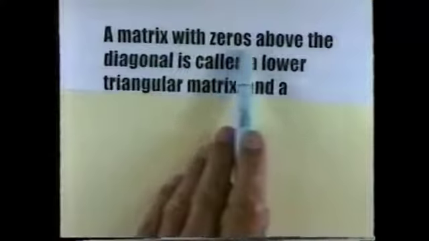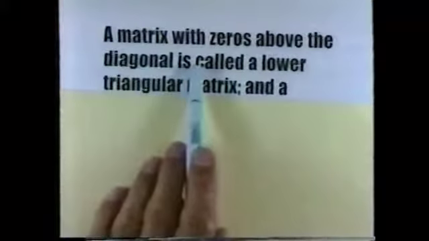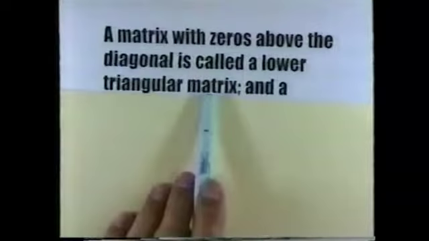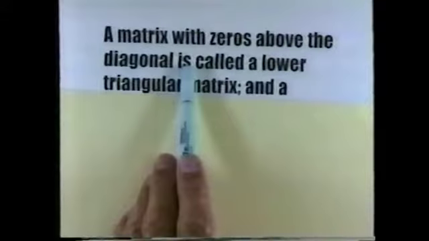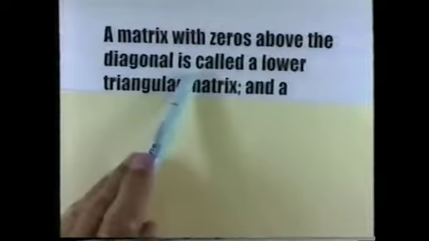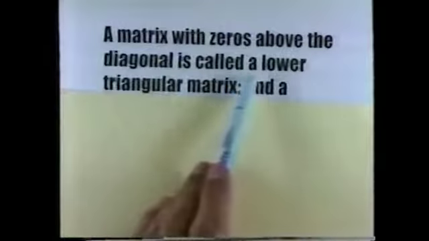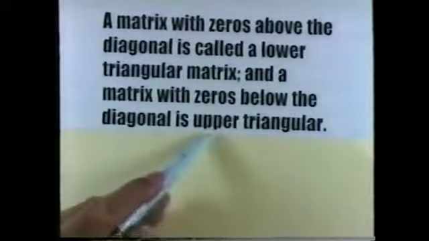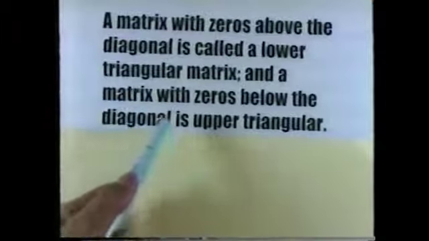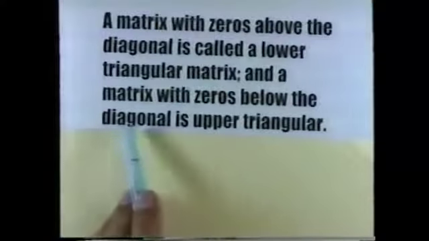A matrix with zeros above the diagonal is called a lower triangular matrix. In other words, if you have zeros above the diagonal, all the non-zero numbers would be on the diagonal or below. So it's called a lower triangular matrix. A matrix with zeros below the diagonal is upper triangular. So if all the zeros are below it, then your non-zero numbers are either on the diagonal or above it. Therefore the name upper triangular.